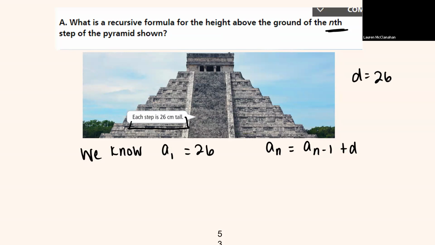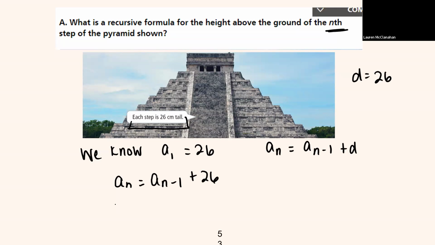All right. So if we plug this in, there's a couple ways you could do this. You could write your recursive formula as AN equals AN minus 1 plus 26. When you write a recursive formula, all you're doing is, instead of writing plus D, you write plus 26, whatever your common difference was. That's really all you do for the recursive formula.